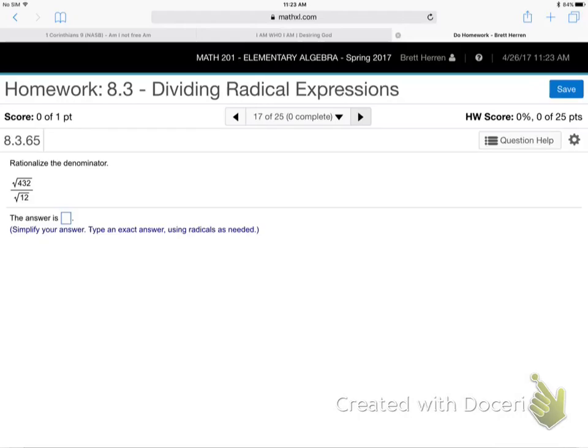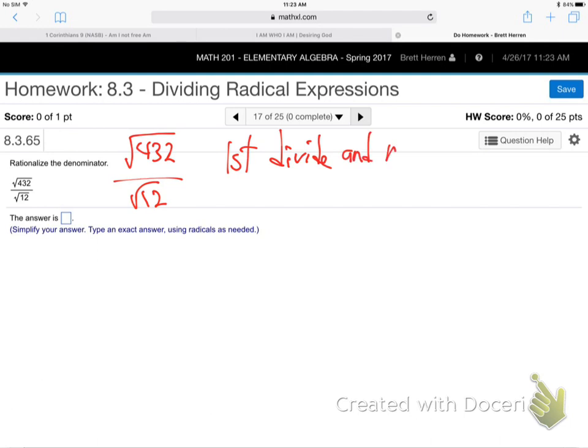They're getting a little bigger here. I think we can probably reduce this one first. So root 432 over root 12. First, divide and reduce. So, what I mean is, does 4, or maybe does 12 go into 432? I don't know. What's your calculator say? Does 432 divide by 12? Yeah, 36. Oh, nice. So just divide them.